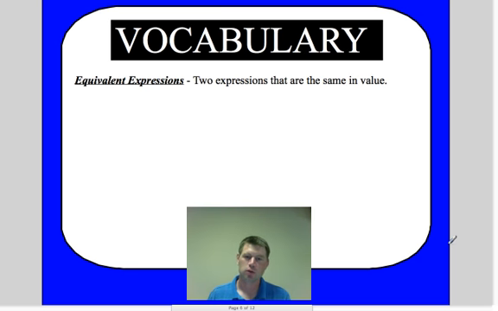Okay, so we're talking about equivalent expressions. So, each of these properties are bringing up the idea that they are exactly the same. Okay, so these are two expressions that are the same in value. 3 times 2 and 2 times 3, they both equal 6, so they're equivalent expressions.